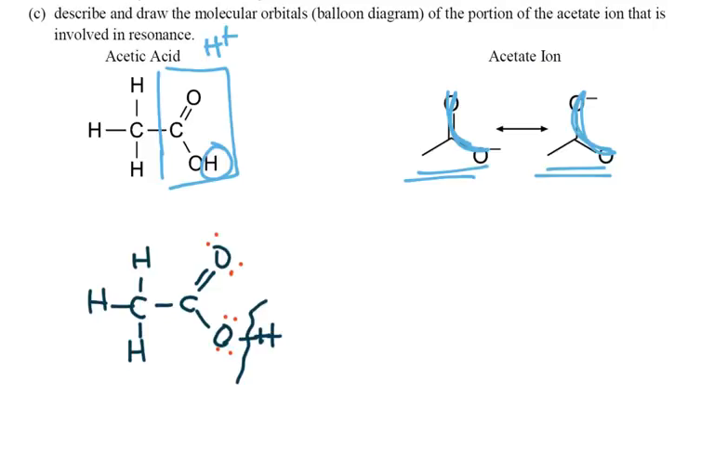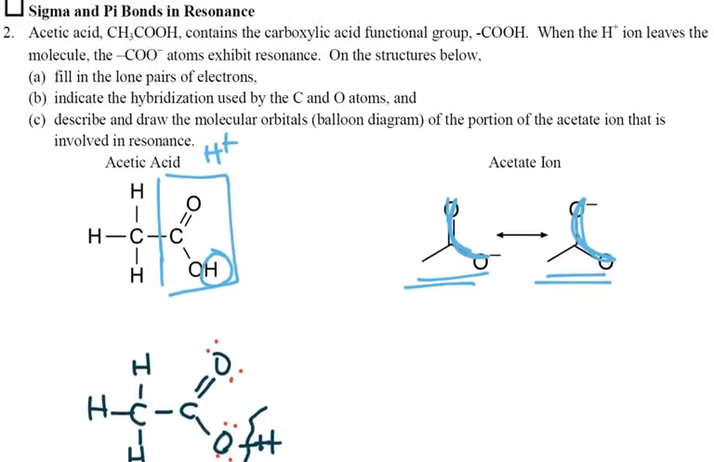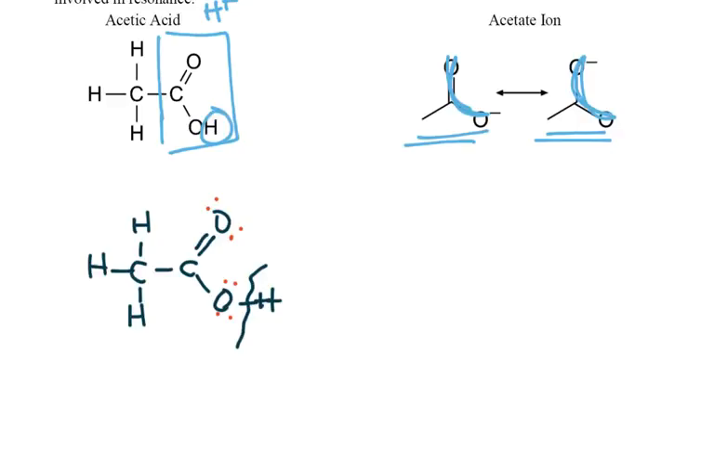Well, when that happens, what are we supposed to do? Fill in the lone pairs, indicate the hybridization, and draw the balloon diagram of the acetate ion. Well, we can see right here that this one is sp3, steric number 4, and this one here is sp2, and this one is sp2, and this one looks like it's sp3. But when that hydrogen takes off, this changes a little bit. So over here, we have our acetate ion.